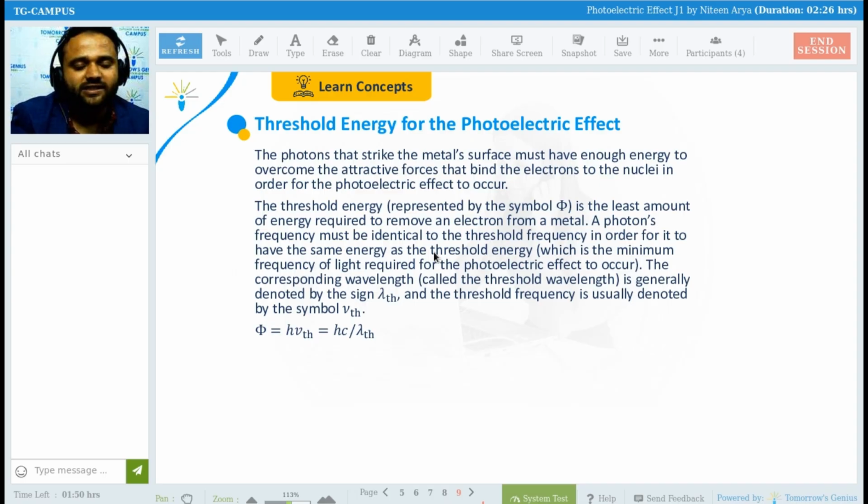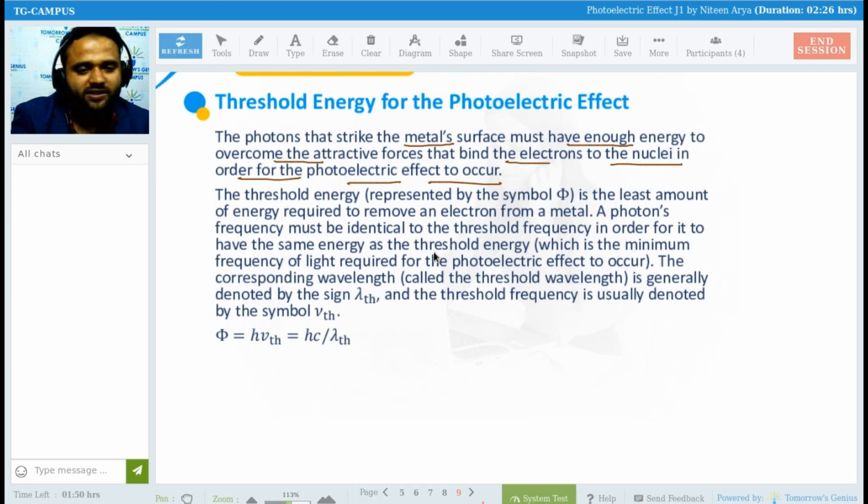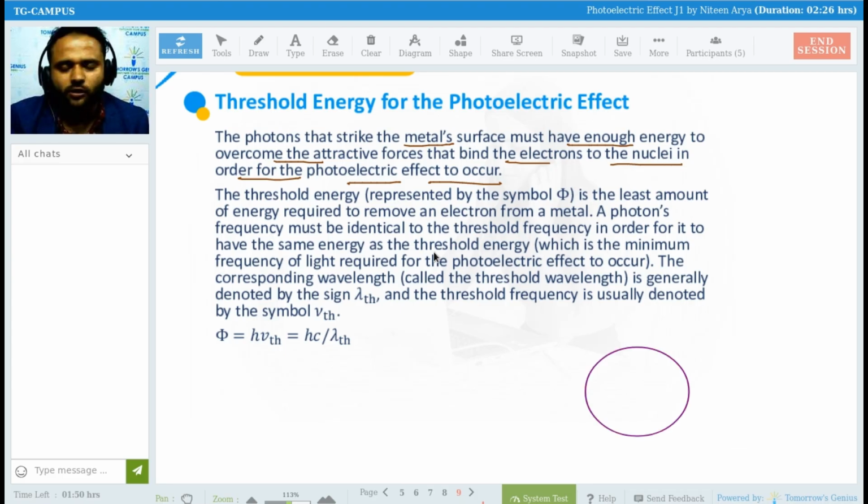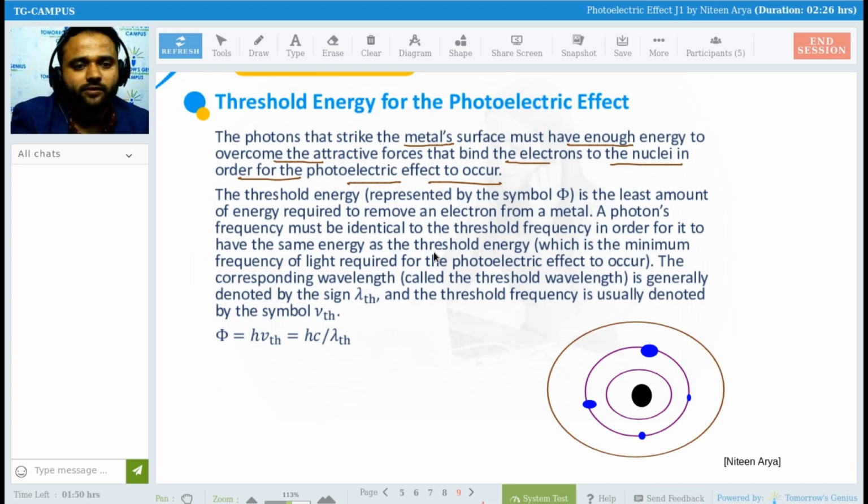Okay, and let's see what is written over here. The photons that strike the metal surface must have enough energy to overcome the attractive force that binds the electron to the nuclei in order for the photoelectric effect to occur. What does it mean? Again, same example. Suppose I have this atom in a material. I pick a unit area, and on this unit area I have so many atoms, and I make contact of this radiation energy on this atom, and this atom has 3-4 electrons in the outermost shell, suppose 2 electrons in the outermost shell. In this way you can understand.